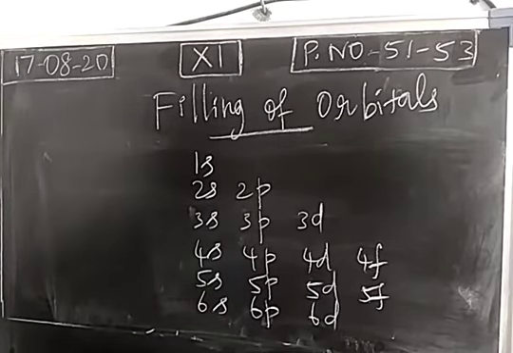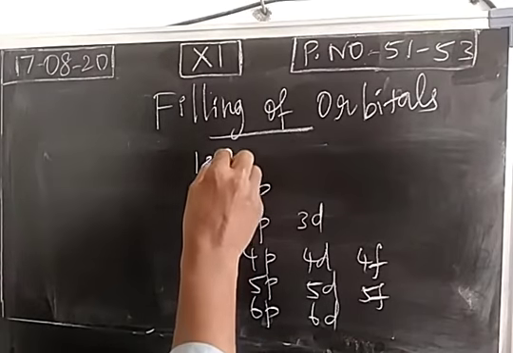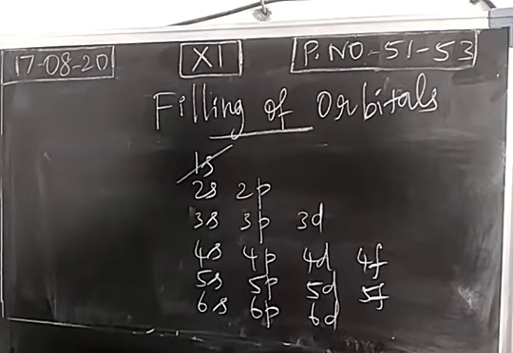So using n plus L value, we can arrange the orbitals in the increasing order of energy. So this is the simple way to find the energy of orbital, right? And another simple way is based on this diagram. Using the diagram, you can find the energy of orbital.